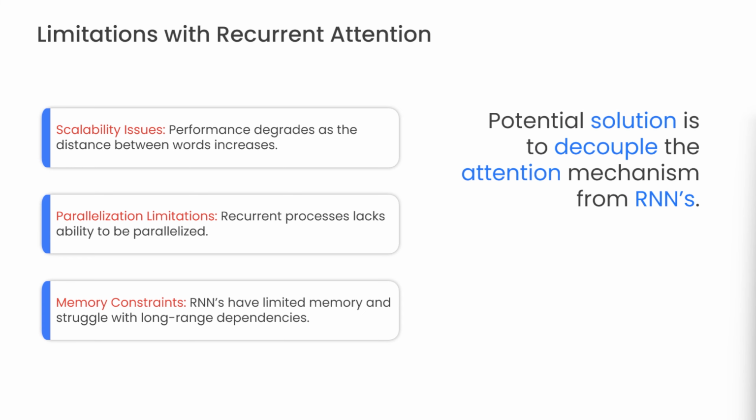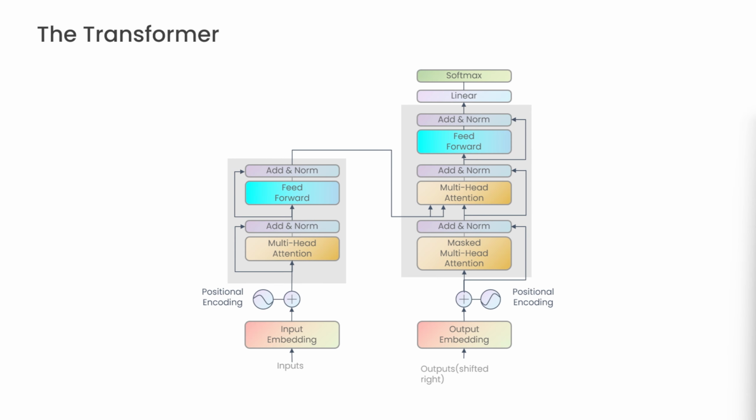Given these limitations, one potential solution is to decouple the attention mechanism from RNNs entirely. By separating the attention mechanism into smaller, independent components, we can overcome the constraints imposed by RNNs. This shift in approach leads us to the transformer model, a novel architecture that leverages the self-attention mechanism to process sequences more efficiently without relying on recurrence.